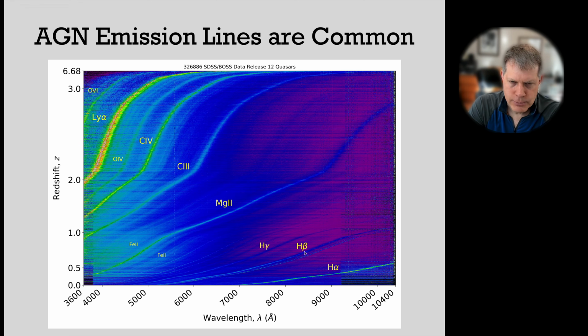Here's H alpha, H beta, magnesium 2, some iron line complexes, carbon 3, carbon 4, Lyman alpha, oxygen 6, and so on. And this plot concisely summarizes the results from, in this case, 326,886 Sloan Digital Sky Survey quasars. And so you can see this line emission is very common for AGNs in general, spanning a broad range of cosmic time. In fact, almost all of cosmic time, you see these active galactic nuclei, and they often have strong line emission. Okay, so these lines are common.